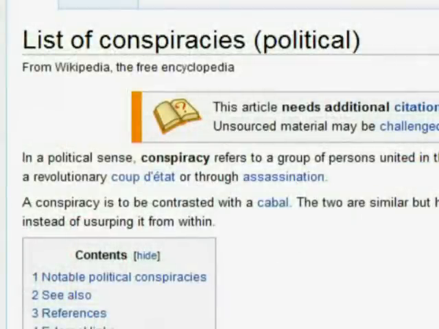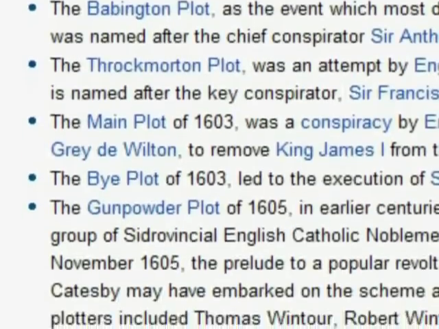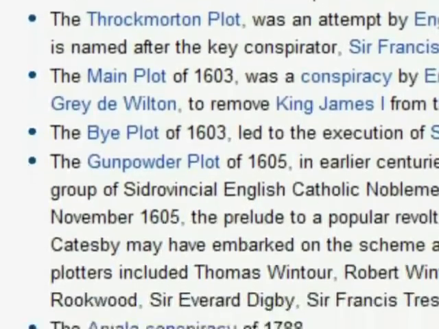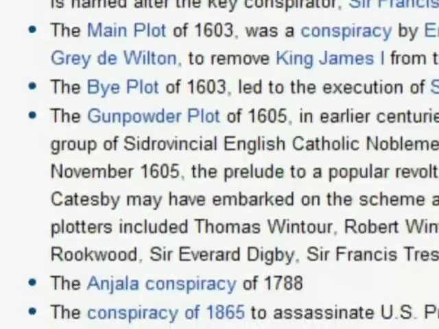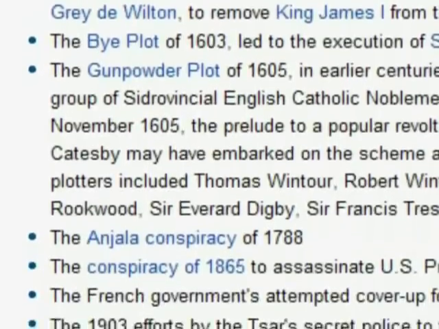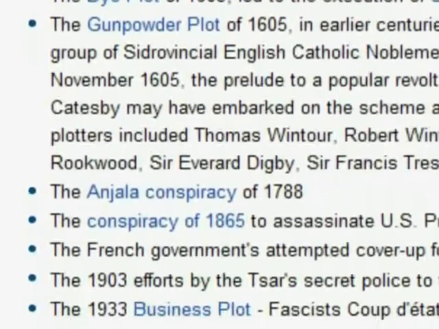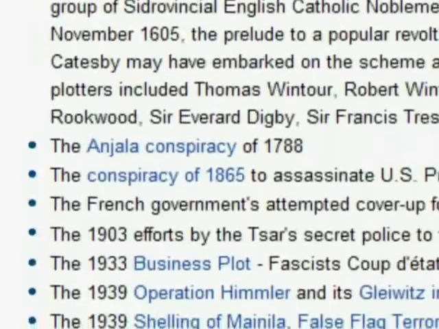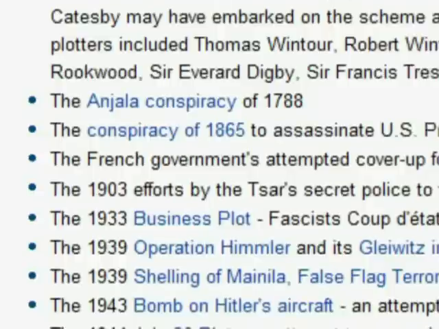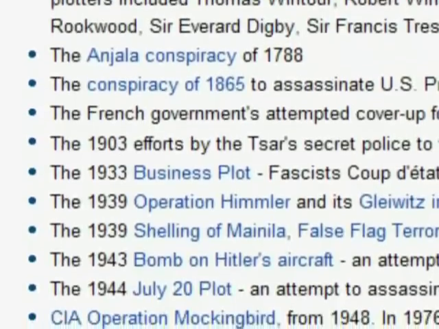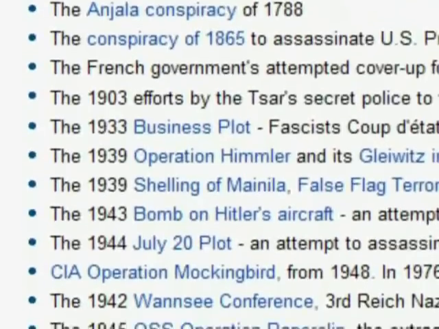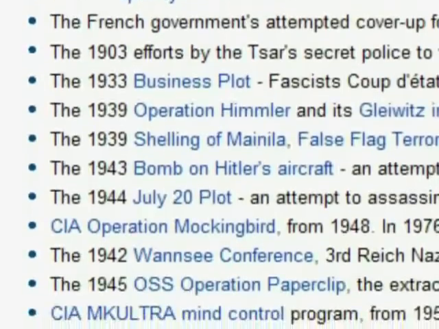There's also a Wikipedia page called List of Conspiracies Political, which lists over 40 conspiracies, most of which are either proven or at least strongly supported by evidence. With the exception of Operation Northwoods, none of these are featured in the aforementioned mainstream media best-of lists. Surely examples such as Watergate, the Iran-Contra affair, Operation Himmler, Operation Paperclip, the Tuskegee experiment, and the business plot of 1933 should be included in any best-of conspiracy theories list, purely on the basis that they turned out to be true.